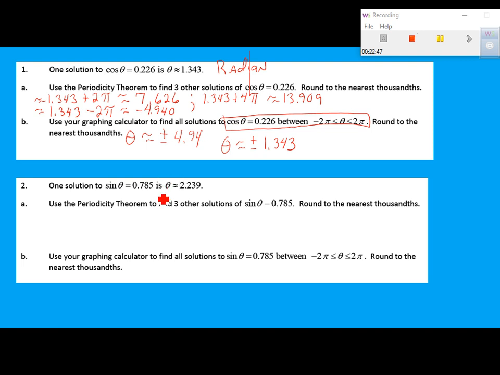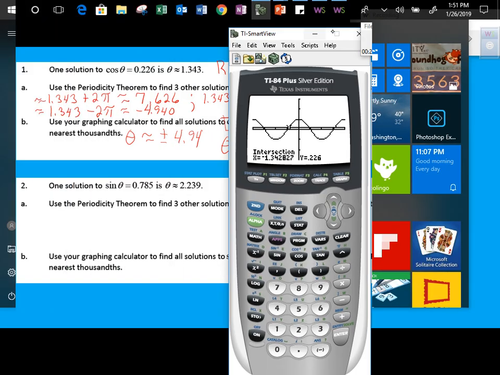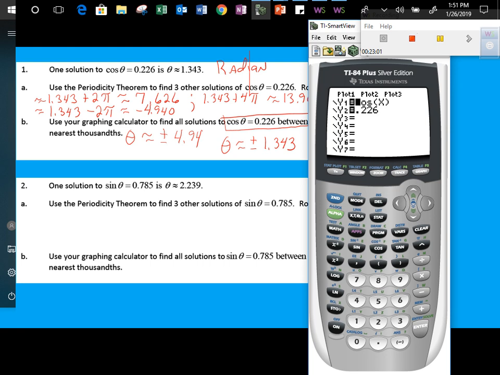Now, let's peek at your sine one, just so you can kind of look at it. I'm going to come back into my calculator. I'm going to graph sine of x, and I'm going to graph 0.785. So I'm really doing part B on number 2. So there goes the sine graph. Now, notice there's no symmetry in this one. But if you find this one, you could add 2 pi to it to get this one. And then if you find this one, you could add 2 pi to it to get that one.